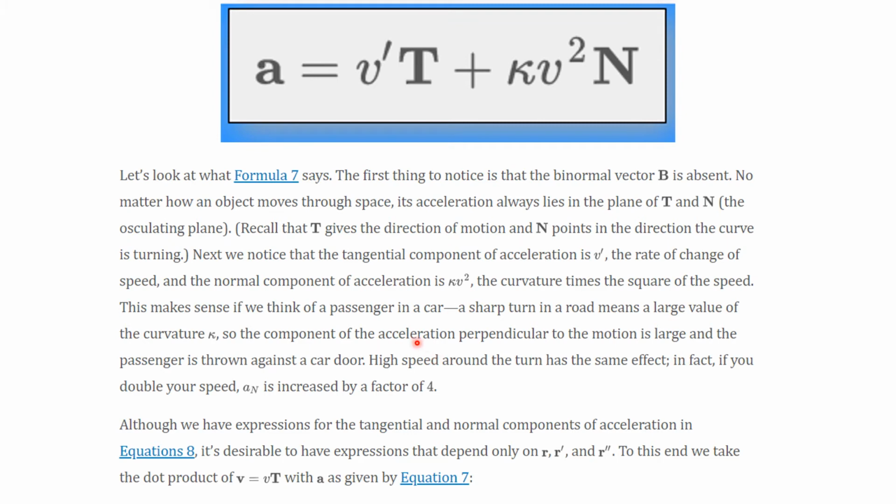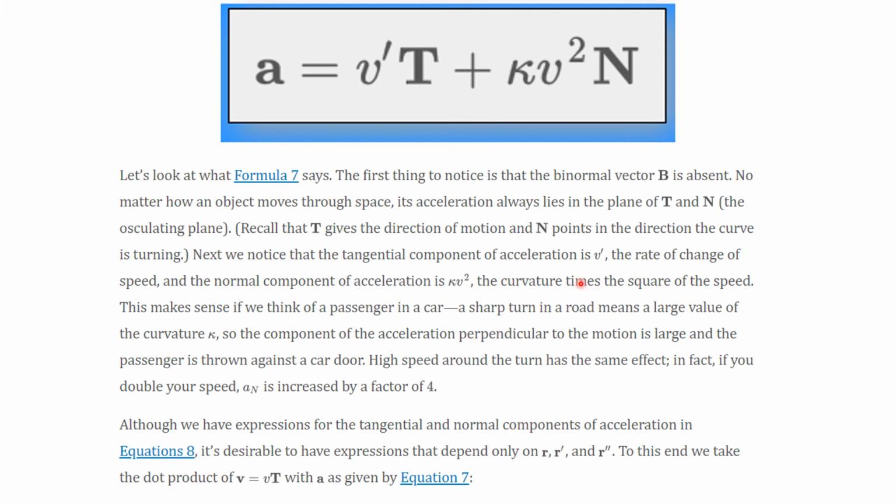This makes sense because if you're turning a sharp curve in the road where you have a large curvature, the acceleration will throw a person against the door of the car. And also, if you do a high speed there, it will do it even more because you see that's being squared there, and so it's increased by a factor of 4.